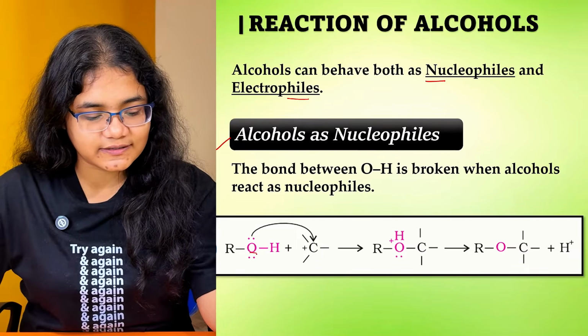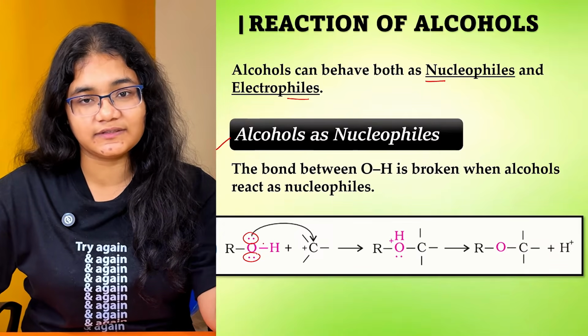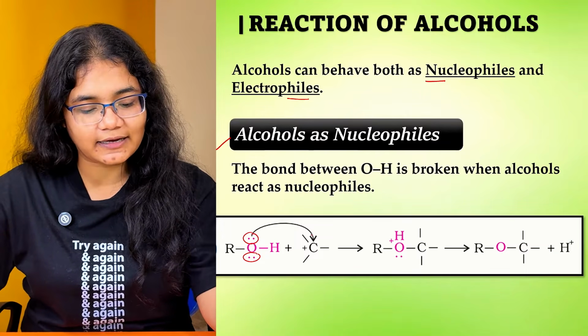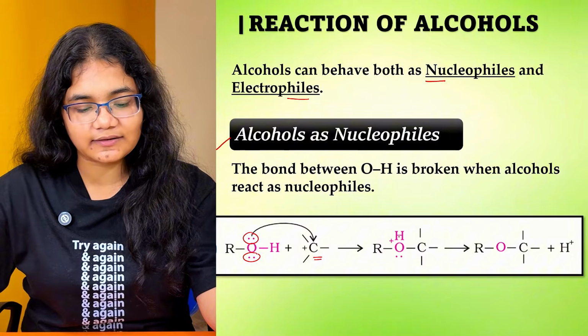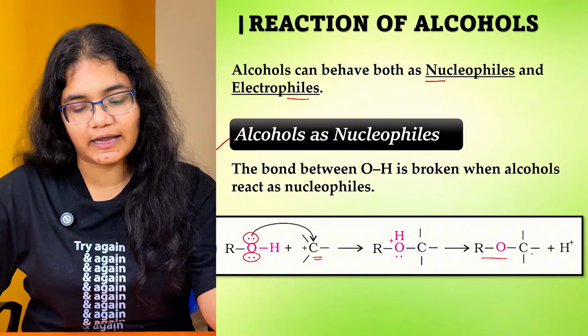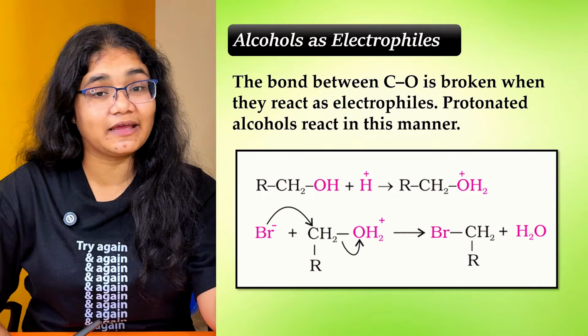The alcohols contain this lone pair on the oxygen, right? And this lone pair on the oxygen makes it nucleophilic, and then it can attack any electrophilic species like a carbocation. Okay, so we'll get this type of compound, and then we will get a product like this. Next, how alcohols can behave as electrophiles.